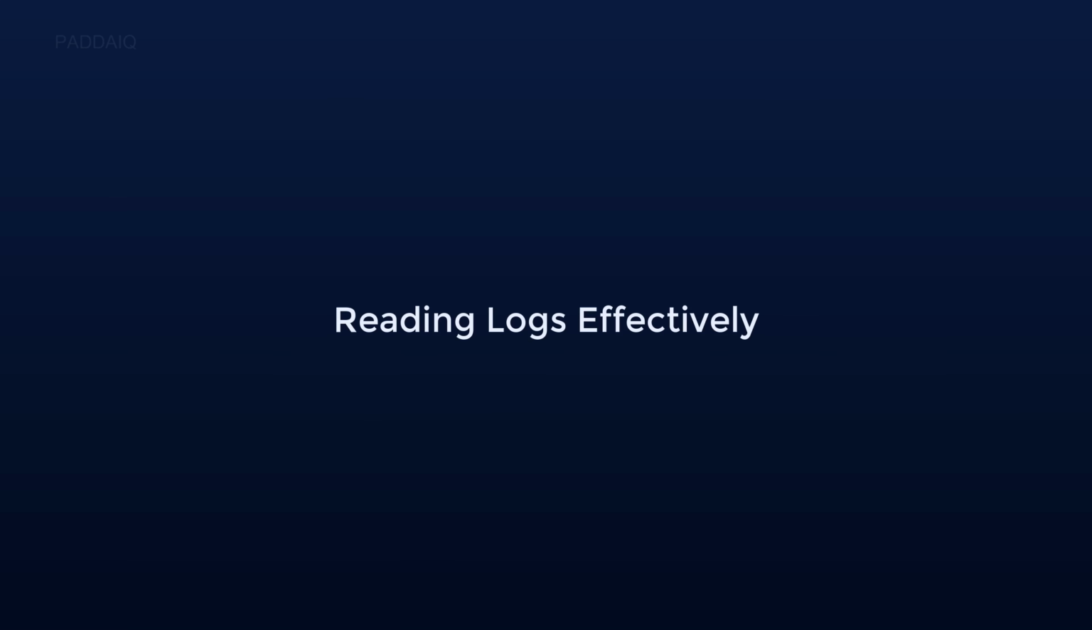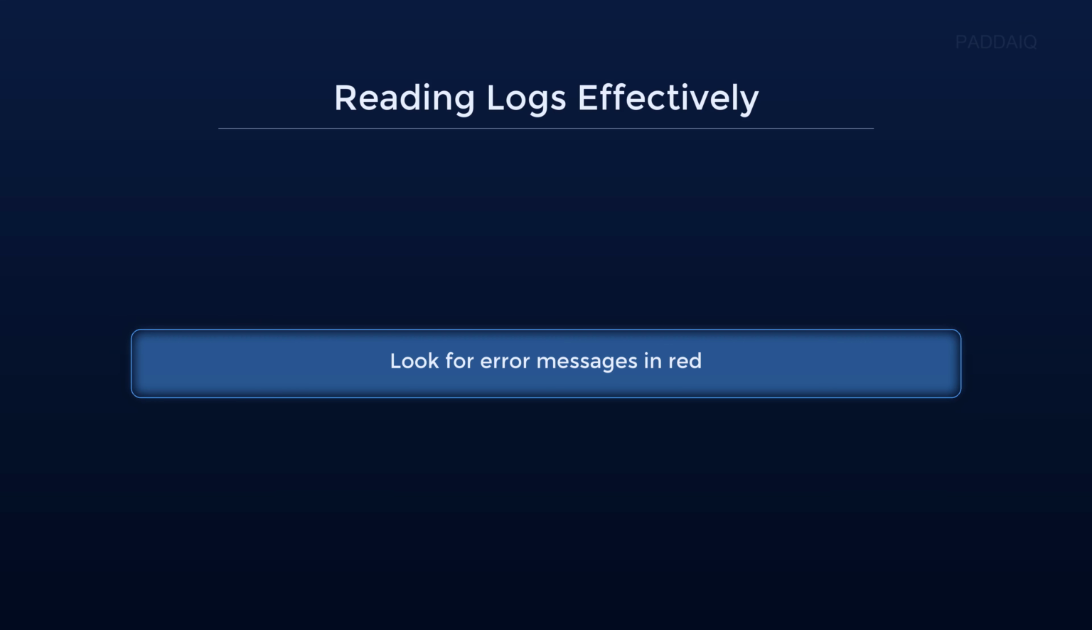Reading logs effectively. Look for error messages in red. Red text in logs typically indicates critical errors that need immediate attention. For instance, if a user's registration fails, a red error message might state "user creation failed due to duplicate email." Always prioritize resolving these red highlighted issues to maintain system stability.